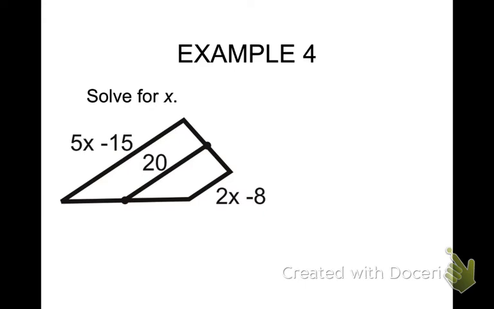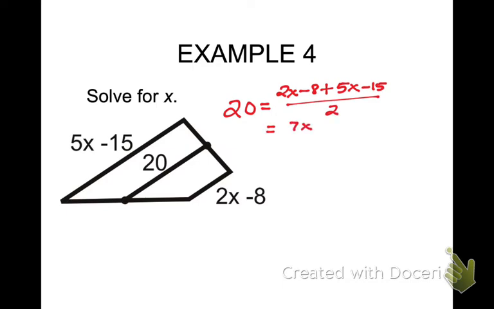So again, remember your mid-segment, which in this case is 20, is equal to your 2 bases added together. One of my bases is 2x minus 8. The other base is 5x minus 15, and then we're going to cut that in half. All right, so let's simplify by combining like terms.